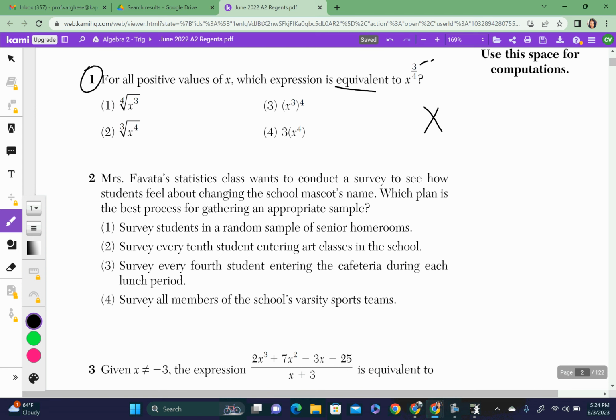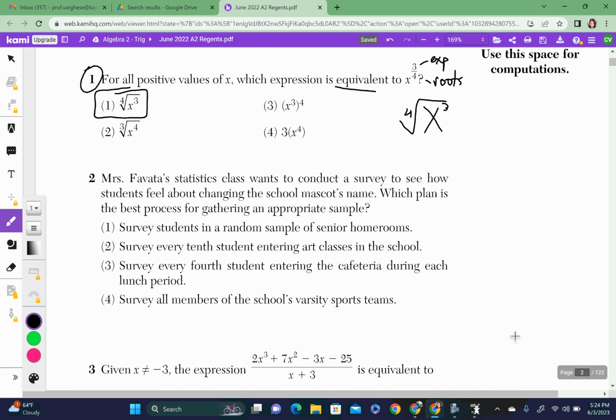So this top number is our exponent. The bottom number is our root. Roots go on the bottom. So it's the fourth root of the 3 is the exponent. So the 3 can either go here on the inside of the radical or here on the outside of the radical. According to the answer choices, they put the 3 on the inside of the radical.